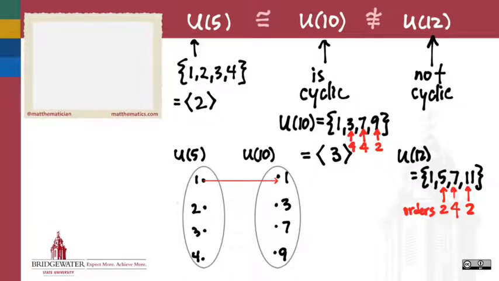Now, what did we say the order of 3 was in U10? 4. So this had order 4. Give me an example of an element of order 4 in U5. 2, the generator, right? One of the generators. And so one of the things that we could do is we could associate those with one another, right? They have the same order, so they're a good candidate to be associated by this function that I'm setting up here. All right.